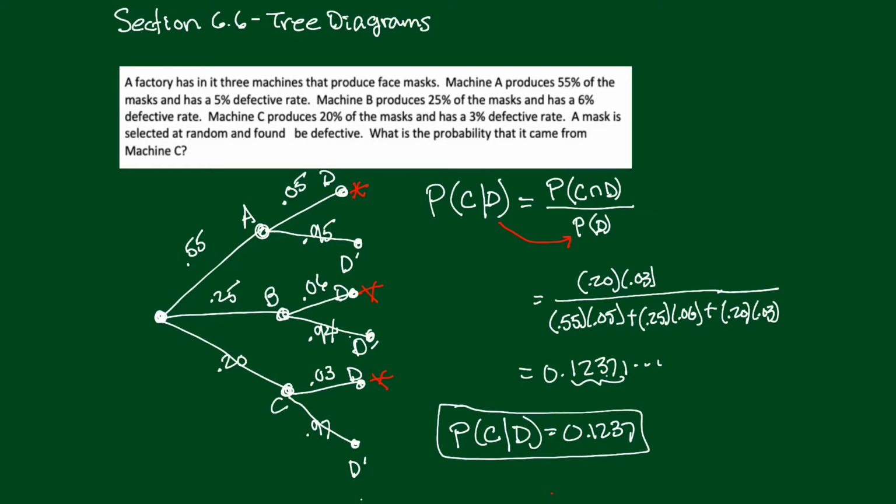Now, if I wanted to get a kind of interpretation of this, what if I just rounded off to 2 places? If I just rounded off to 2 places, I'd have 0.12, which is about, what, 12%? So what that tells me is that if we just randomly select a mask and find it to be defective, there's about a 12% chance that that defective mask came from machine C.